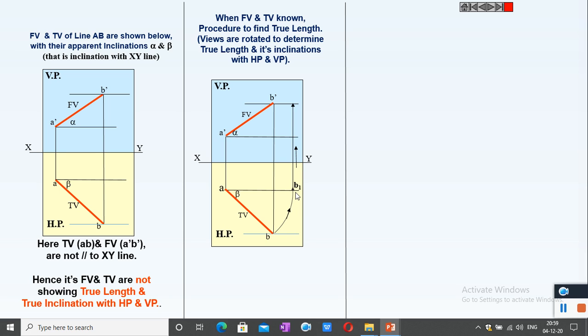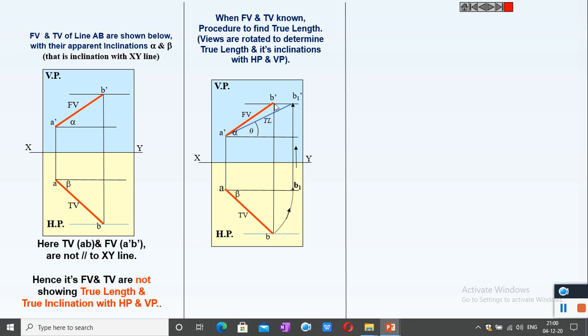So the locus of A is denoted as B1, and at the locus of B dash, that is at the point B1 dash, join A dash B1 dash. This is the true length. A dash B1 dash is the true length and gives the true inclination with HP. So here, A dash B1 dash is the true length of the line inclined at an angle theta with HP.